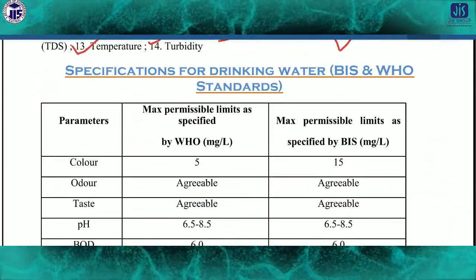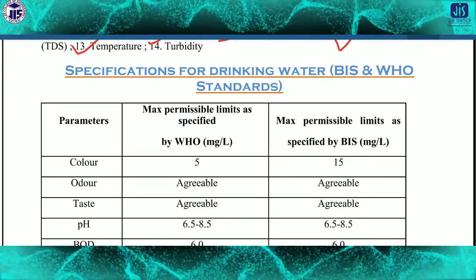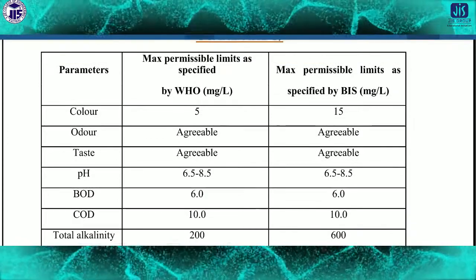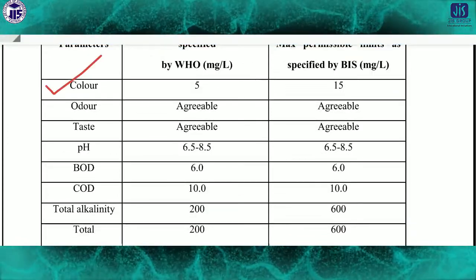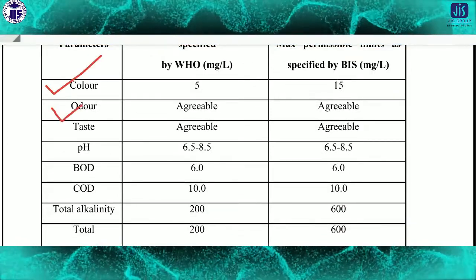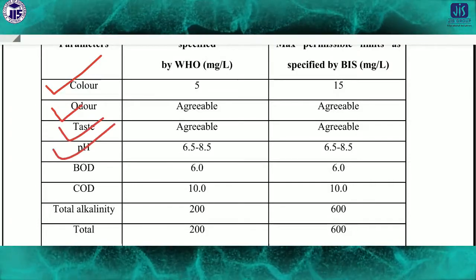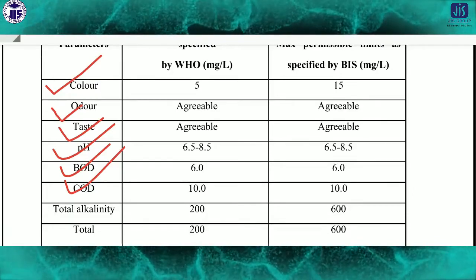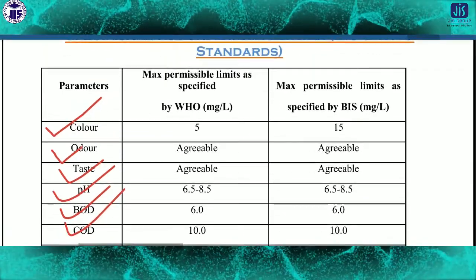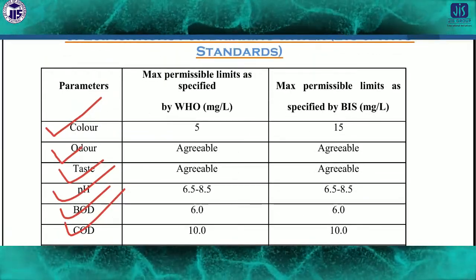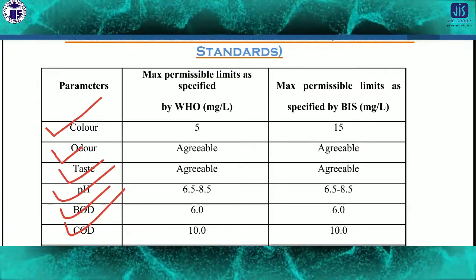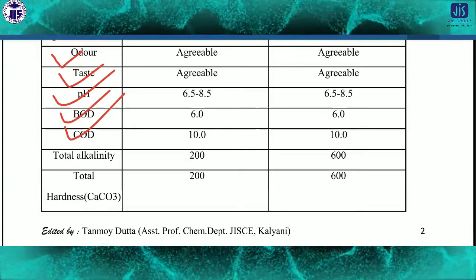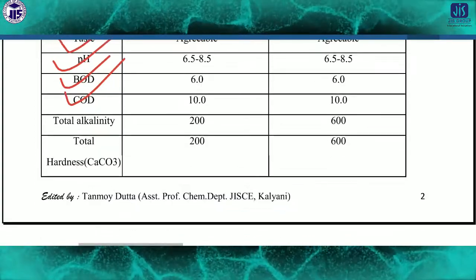Now think about the specification for drinking water, BIS and WHO standards. If you think about this, then look here, there will be color, odor, taste, pH, BOD, COD, the total alkalinity. In this way there are some levels. So the maximum permissible limit is specified by the WHO. There are some values which we have to take according to the WHO.